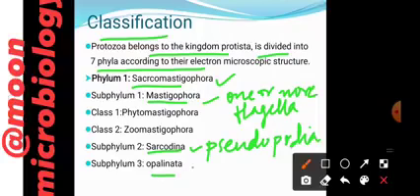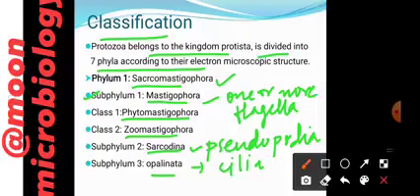And Opalinata have cilia for their movement. Cilia are tiny hair-like structures present throughout the body, and with them they move. So this is the difference between the Mastigophora, Sarcodina and Opalinata. Further, Mastigophora is divided into two classes, that is Phytomastigophora and Zoomastigophora.